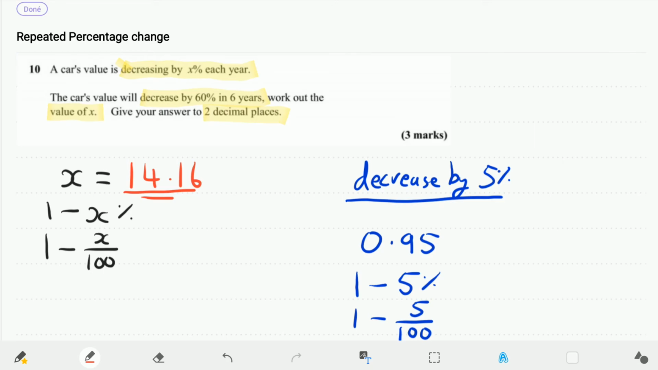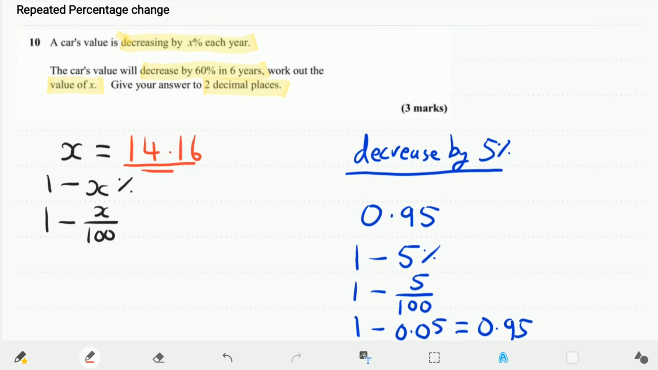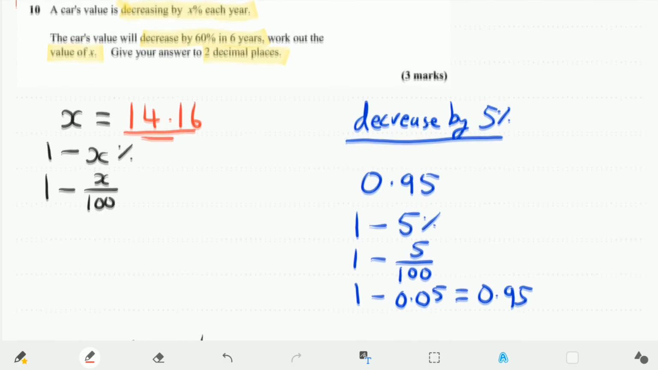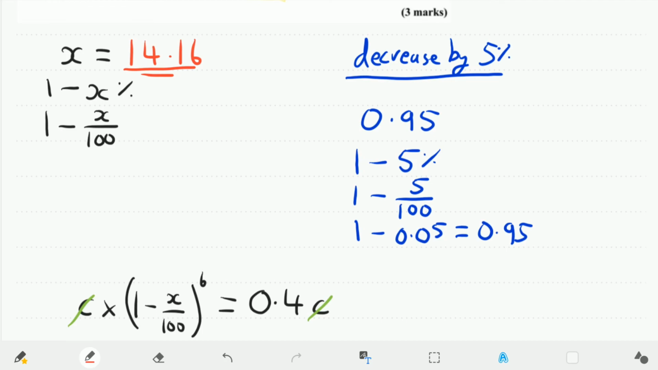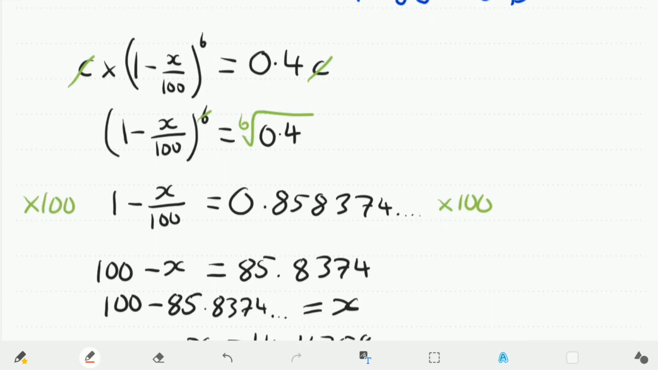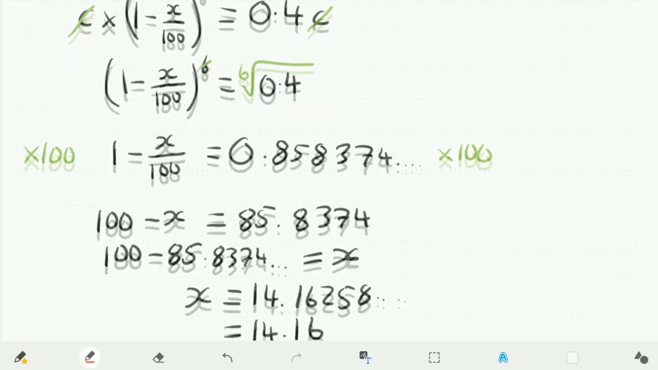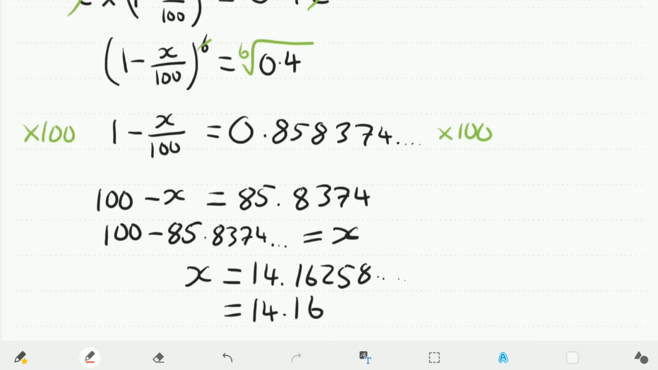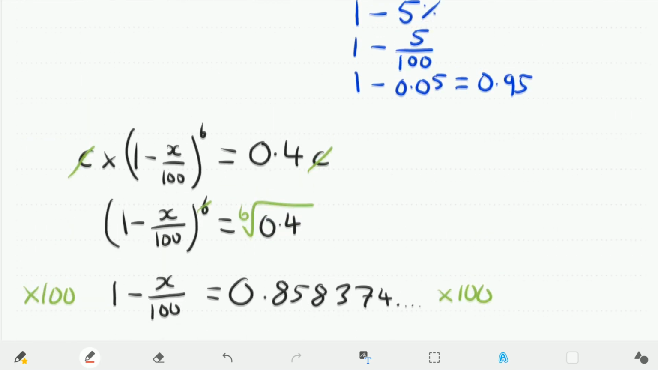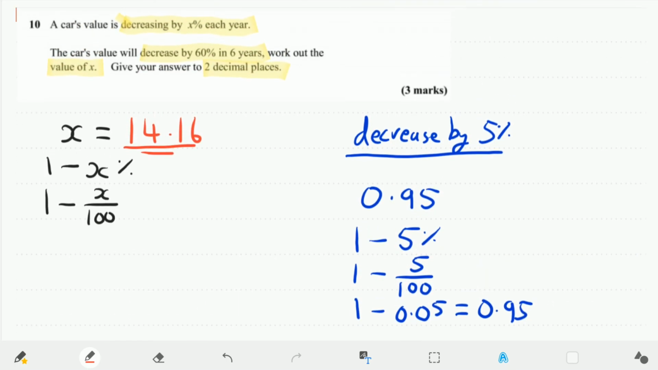All right, a quick review on what we did. Firstly, we tried to find a way how we can write down the X, how we can represent the X% decrease by looking at how we would write a 5% decrease. Then we wrote our equation to show that in 6 years the car's price will be 40% of the original, or a decrease by 60%. Then we just rearranged the equation and we got 14.16258, which rounded to 2 decimal places is 14.16. And that's where our answer comes from.